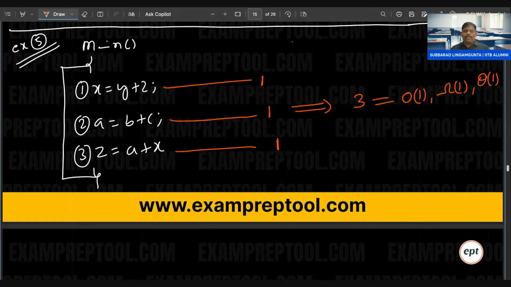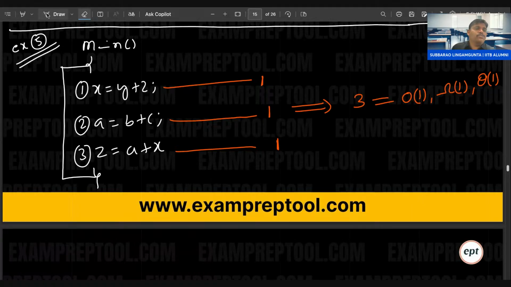Every statement you write, 1 1 1 1. So the time complexity of this program is, just add all of them, 3. So 3 can be written as big O of 1, omega of 1, theta of 1. Like that you write. Okay, you have written all. It's perfect.